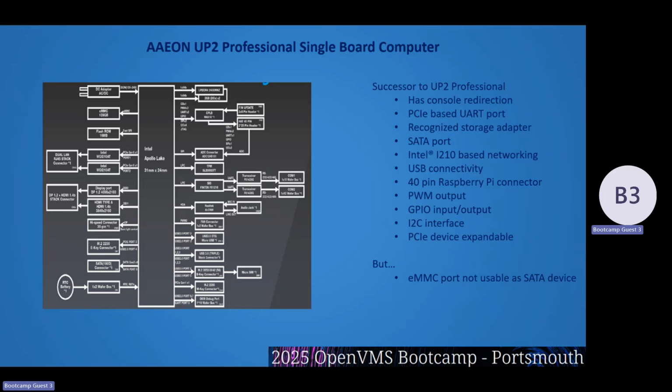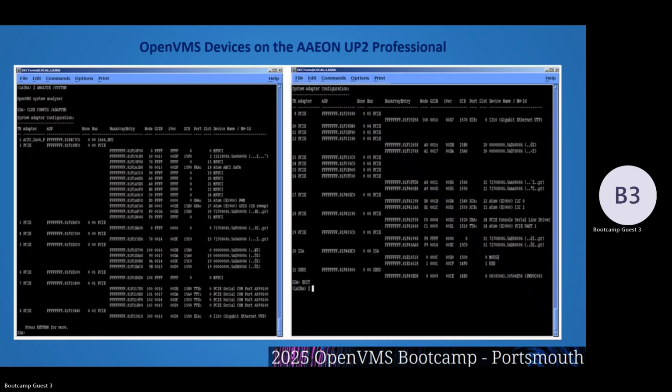But one thing that they did not do, they did not allow you to take the eMMC port and do it as a SATA device. So you're only going to have DKA0 on this system. And further on down the road, when you actually get VMS out there and take a look at it, this is what VMS is seeing. Now, there are some drivers that were added to this. This is the native kit SATA driver.